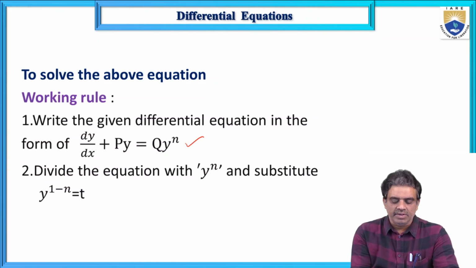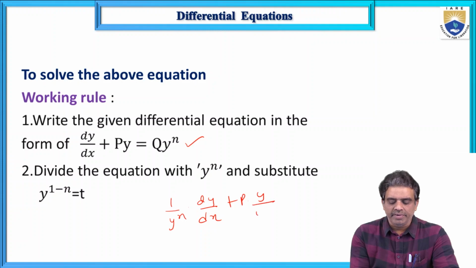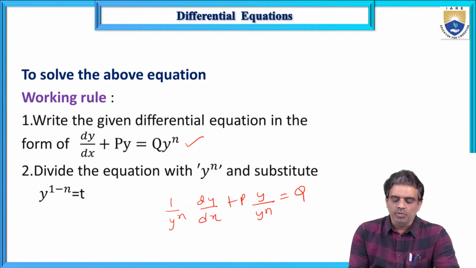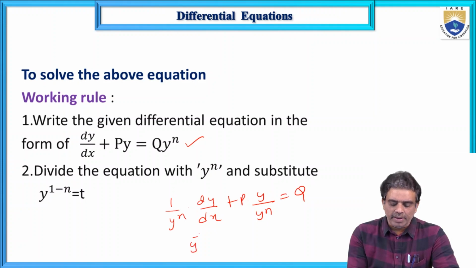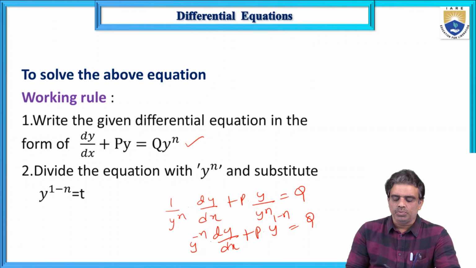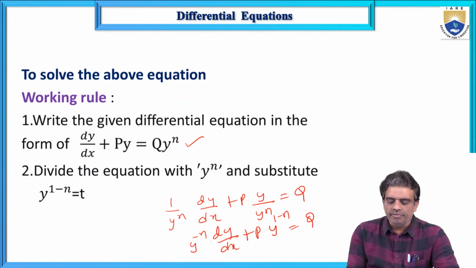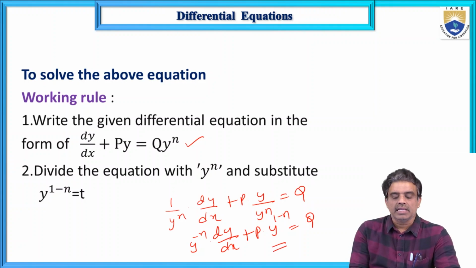After dividing this equation by y power n, we get 1 by y power n dy by dx plus p into y by y power n is equal to q. The right side is a pure function of x only, as y power n is eliminated. Then this equation is 1 by y power n dy by dx plus p into y power 1 minus n is equal to q. Now I am taking y power 1 minus n as another variable t.